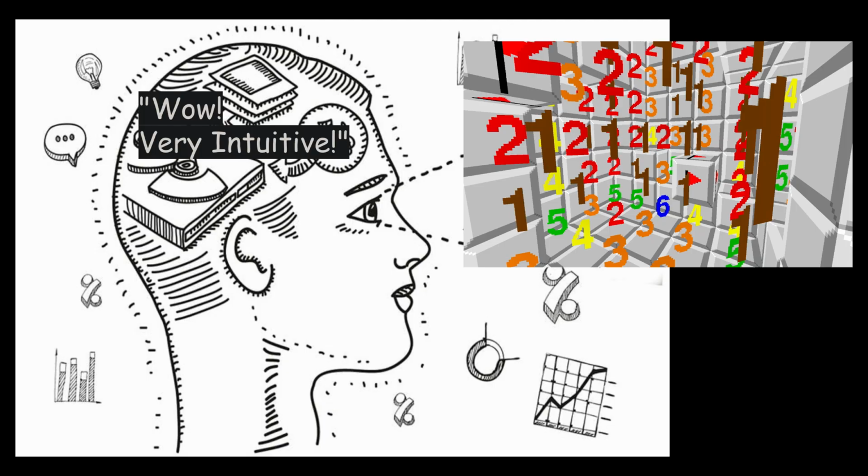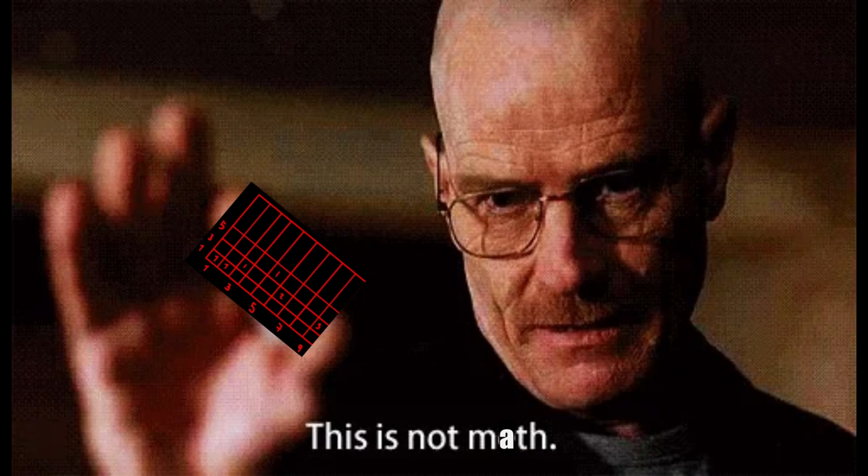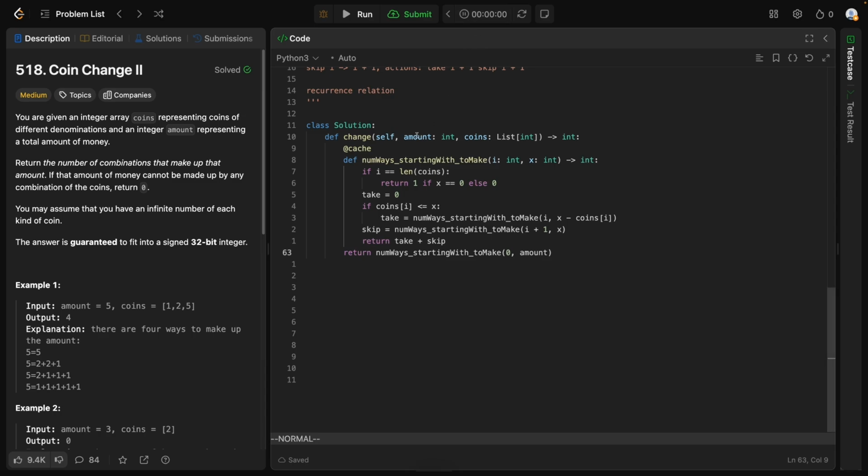I also really like learning visually, but it's important to understand that math allows us to work in higher dimensions that are tough to visualize. This is not math. So for the greater good, I'm going to destroy our visualization of tables, and I'll show you step by step how we can use just the information in our recurrence relation to iteratively optimize our solution. I'll convert this recursive function to iterative.